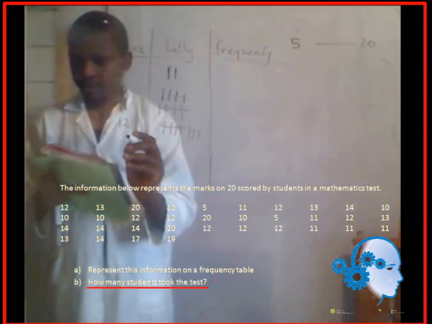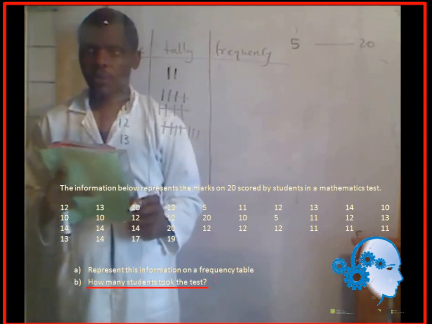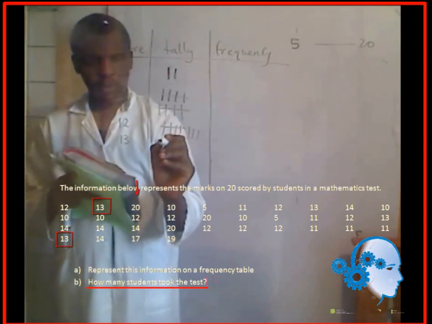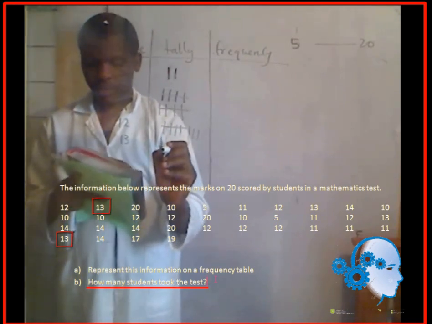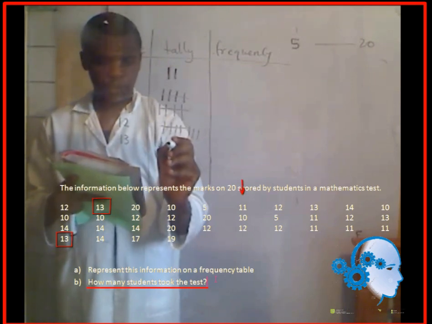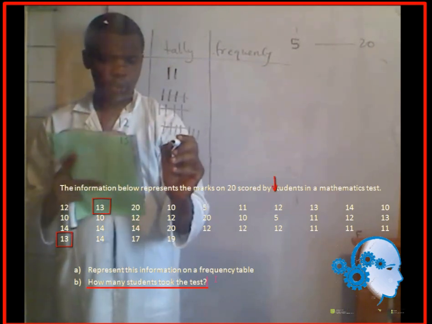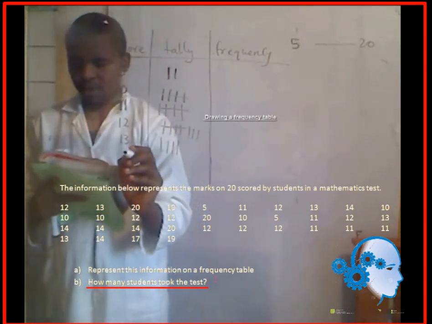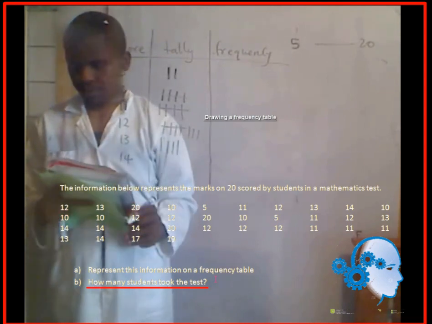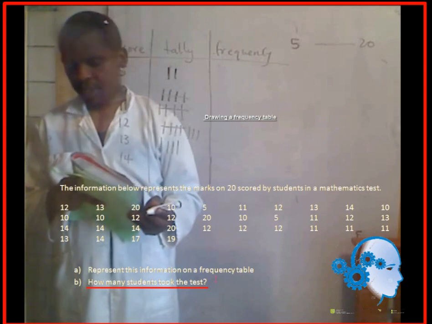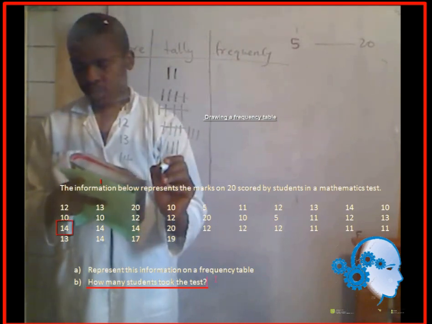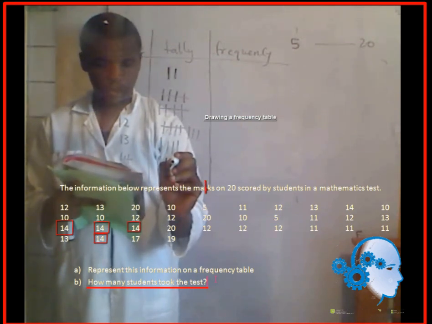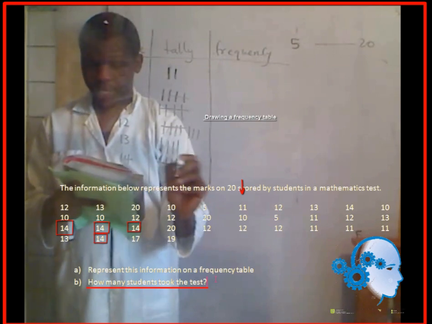Take the next number, 13. How many 13s are there? 1, 2, 3, 4. Take the next number, 14. I start counting. How many 14s are there? 1, 2, 3, 4, 5.